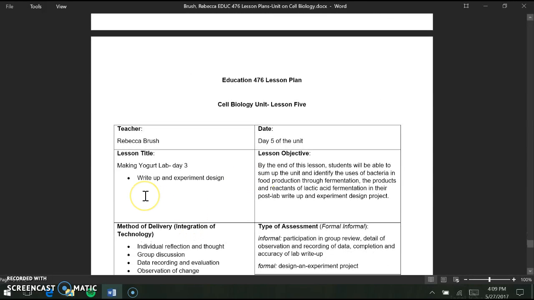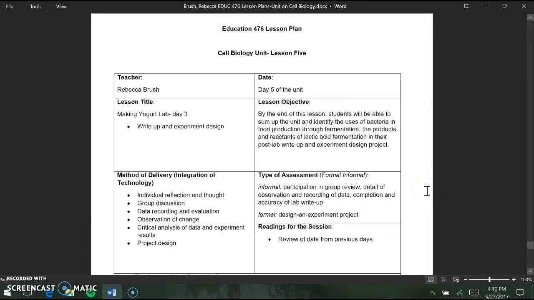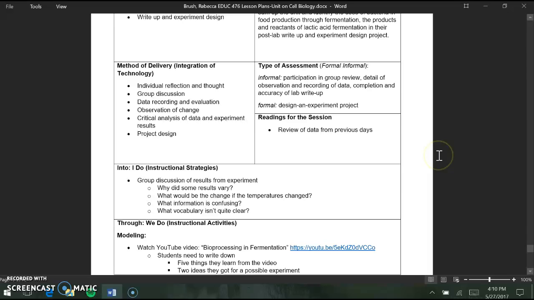So the last day was making yogurt lab day 3. Basically, they're finishing up the write-up of the experiment, and they were doing the experiment. The teacher took over for this day because she wanted to make sure certain information was covered in the write-up, and that the experiment design was correct. So they were able to sum up the unit, identify the uses of bacteria as before, and then do that experiment design. It was kind of the same thing as yesterday, just a little more focused on the experiment design.